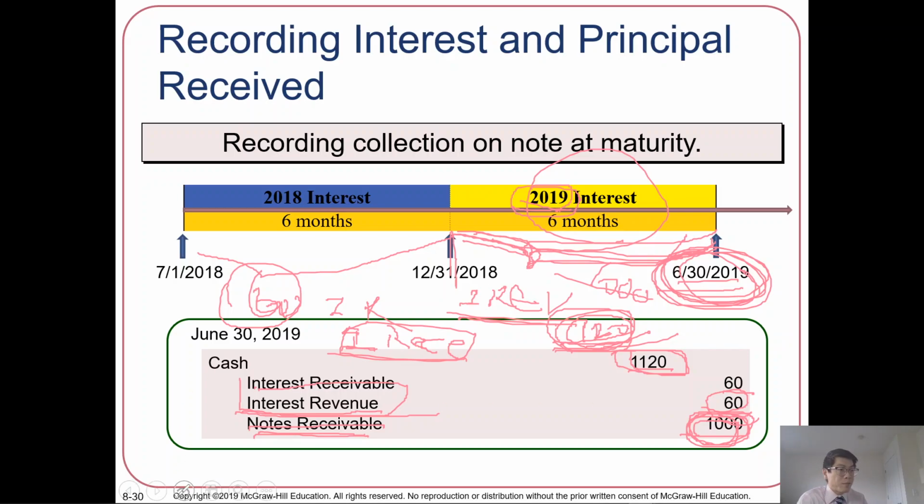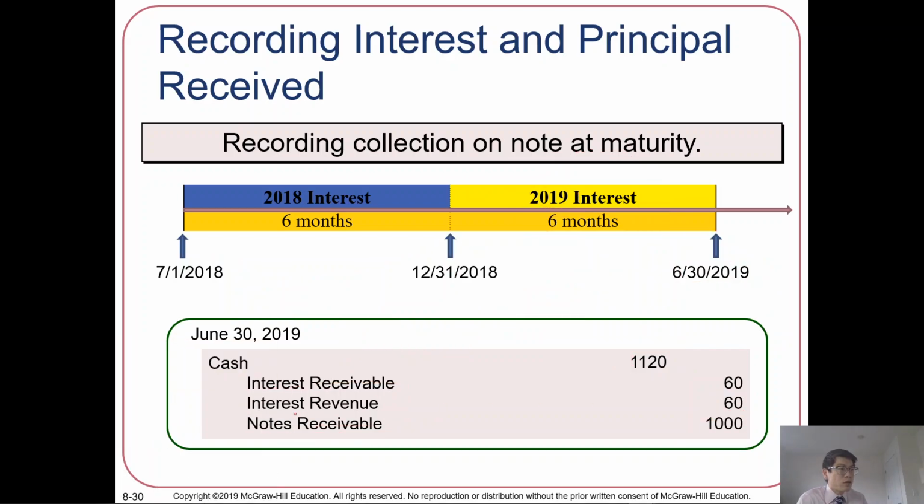Okay, so the complete journal entry for recording collections at the maturity date is debit cash $1,120, which is the principal plus total interest, and then credit interest receivable $60, the interest we are expecting to receive, and interest revenue, that's the interest earned for letting the person use the principal in the current year, and then the notes receivable, that principal amount that we issued on the issue date.